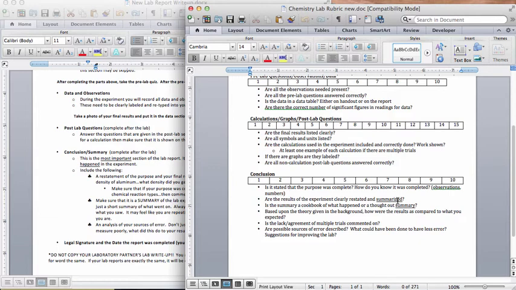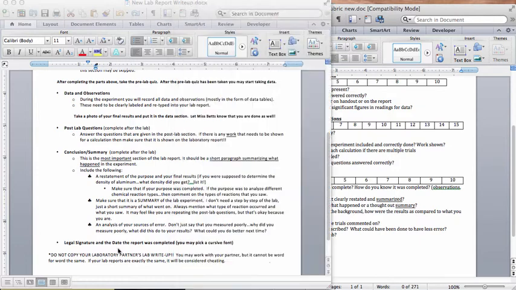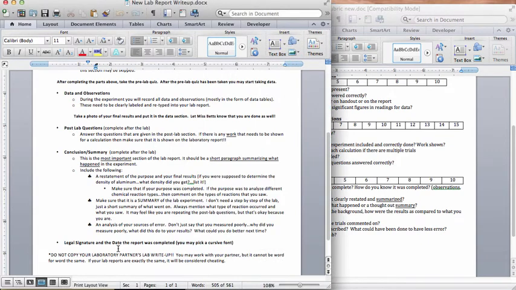Now, don't just take your post-lab questions and copy and paste them down there. It doesn't work that way. It's got to be rewritten. It's got to flow as a nice paragraph. And then you legally sign it and date it. You always do that for lab reports. Just pick a cursive font, or if you're on Notability, just sign it.